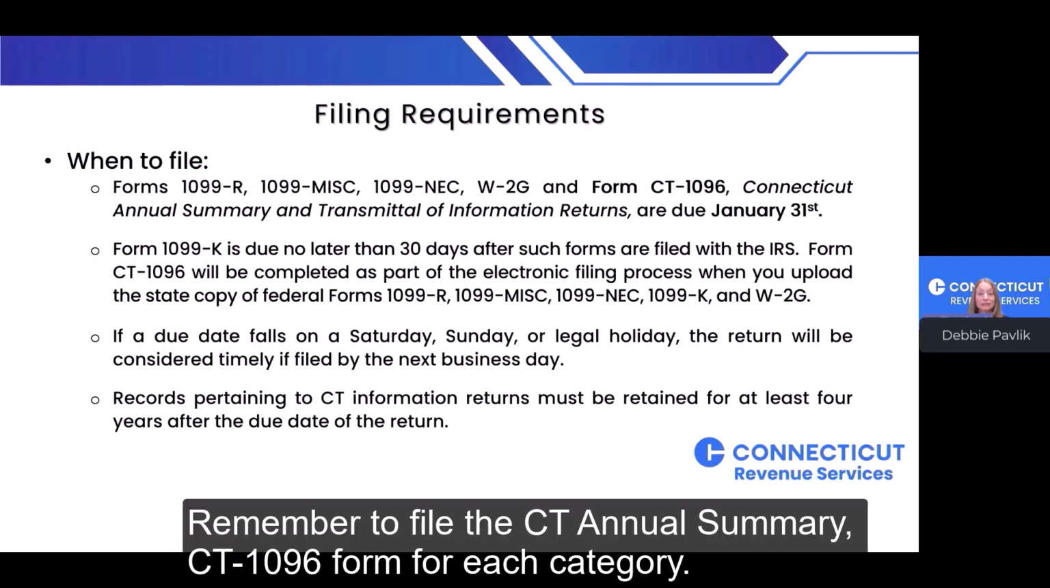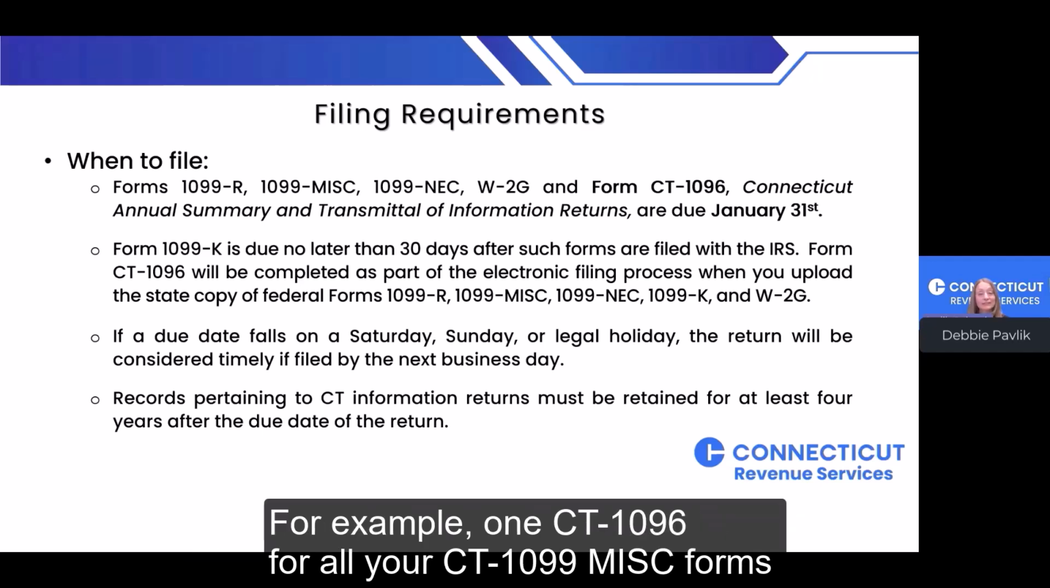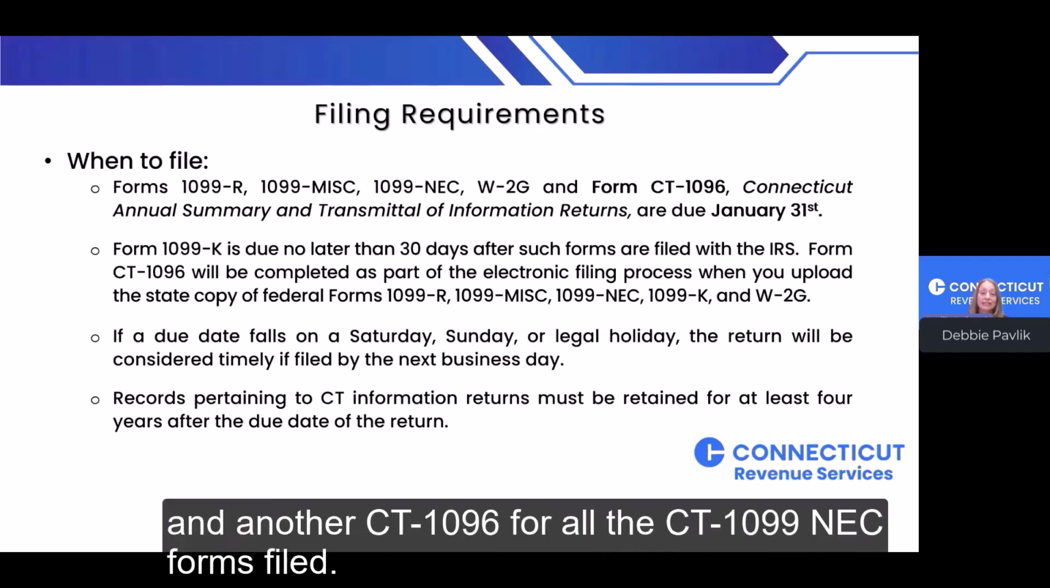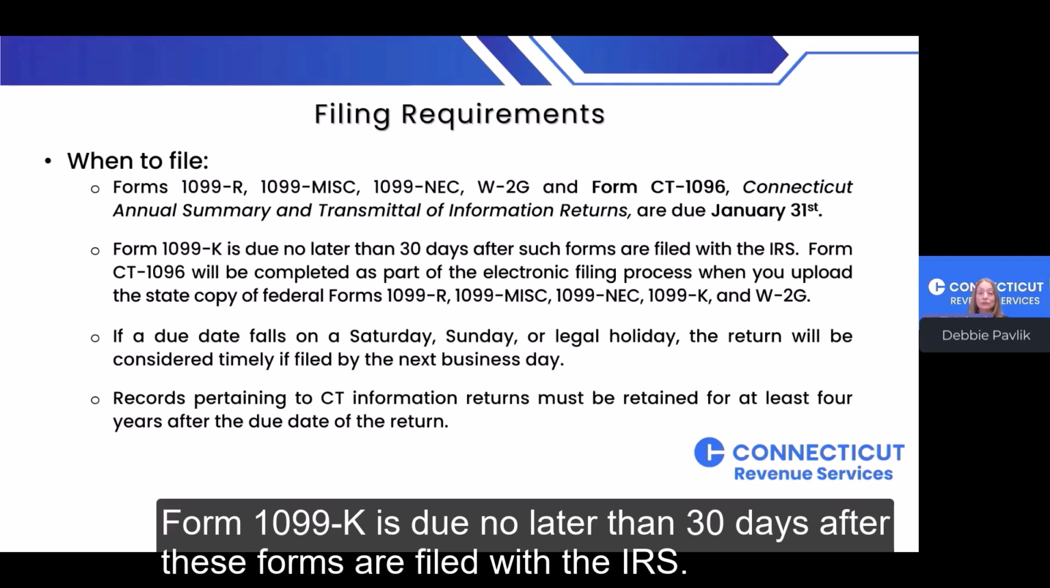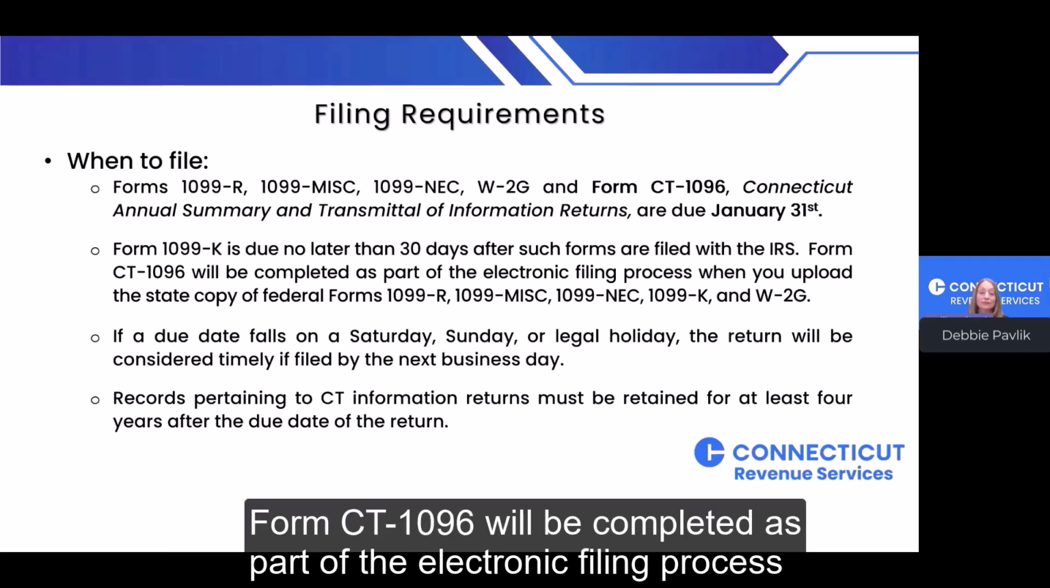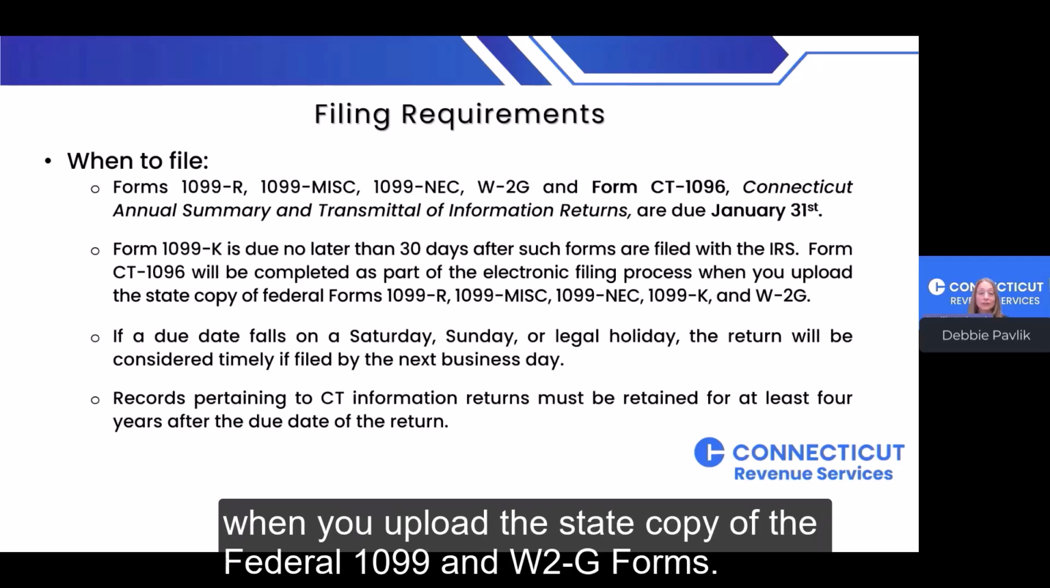Remember to file the CT annual summary, a CT 1096 form, for each category. For example, one CT 1096 for all your CT 1099 miscellaneous forms, and another CT 1096 for all the CT 1099 NEC forms filed. Form 1099-K is due no later than 30 days after these forms are filed with the IRS. Form CT 1096 will be completed as part of the electronic filing process when you upload the state copy of the federal 1099 W-2G forms.